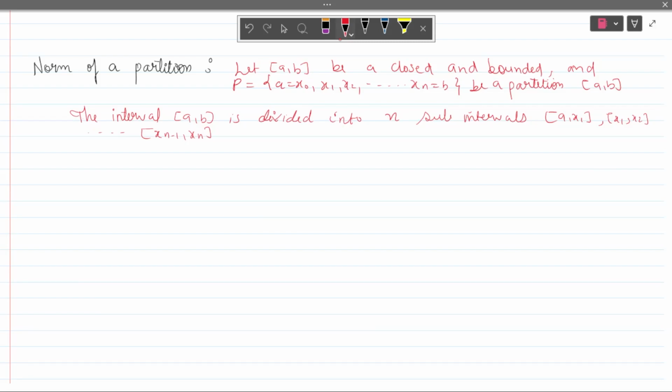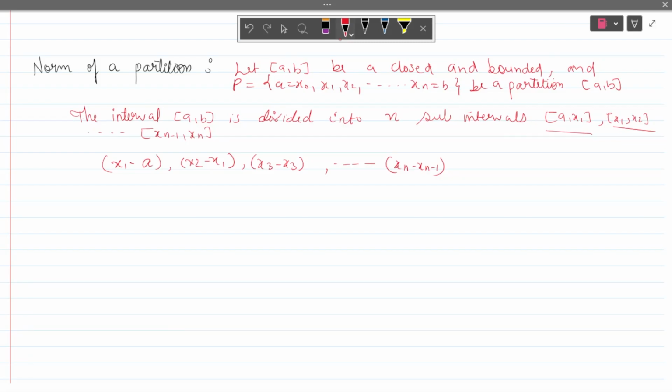Now we have to take the length of each of these intervals. The length of this interval is x1 minus x0. What about the next? x2 minus x1. Then similarly we go on like this till the end, xn minus 1. We have taken the length of each and every interval.